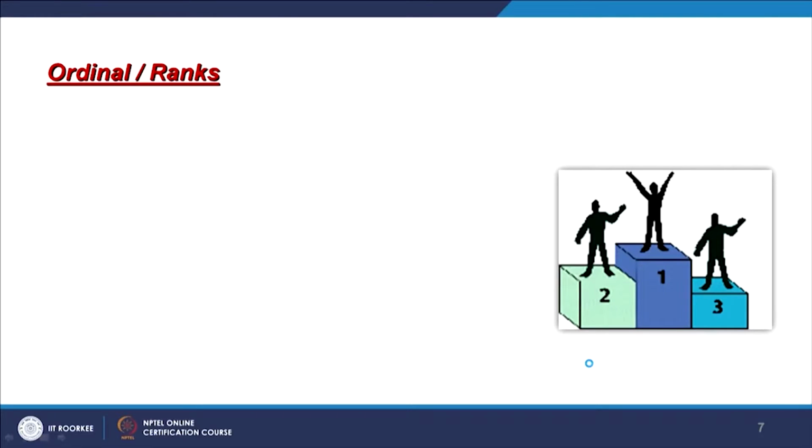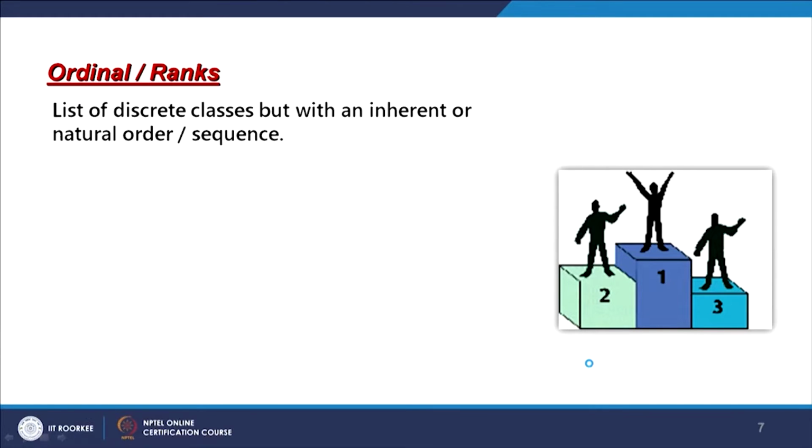So let's come to the next one, the second one, which is ordinal or ranks, as the name implies, that it must have some order. So it is again a list of discrete classes but with an inherent order, or a natural sequence. For example, in a stream network, we have first order stream, second order stream, third order stream. If I say first order stream, it has some meaning, it has order, because from there, on that particular scale, the river originates.